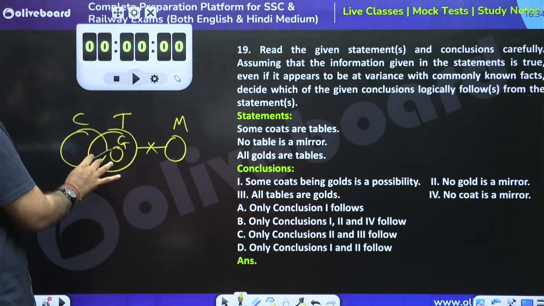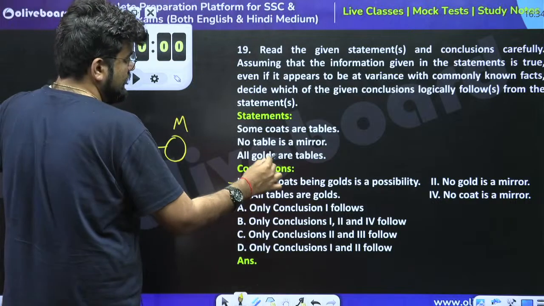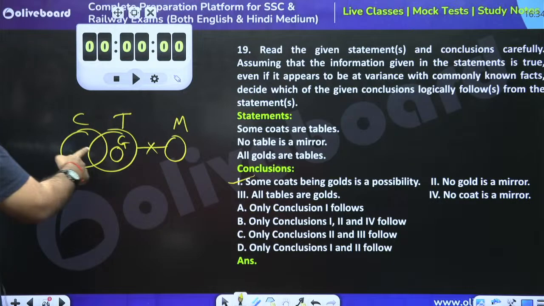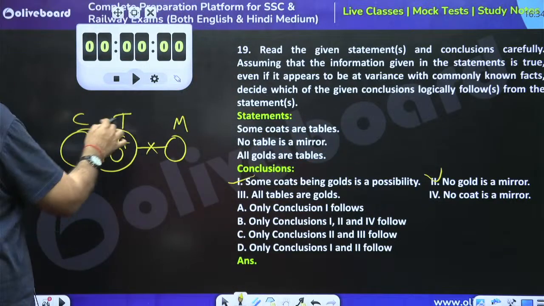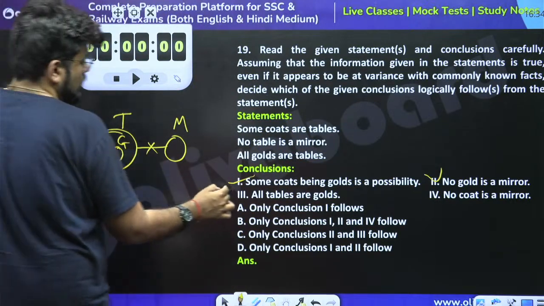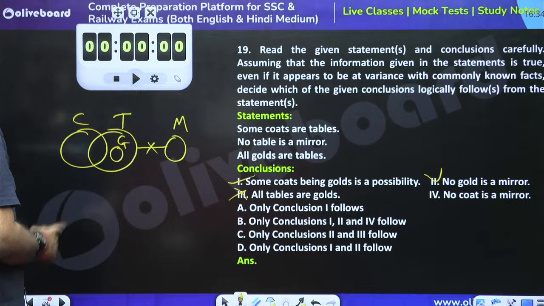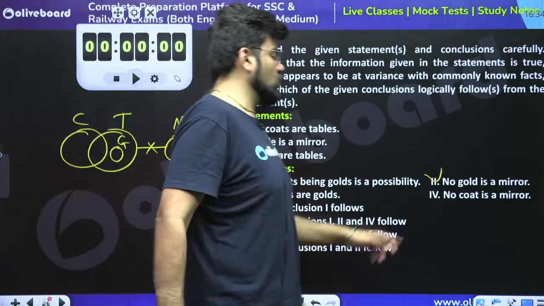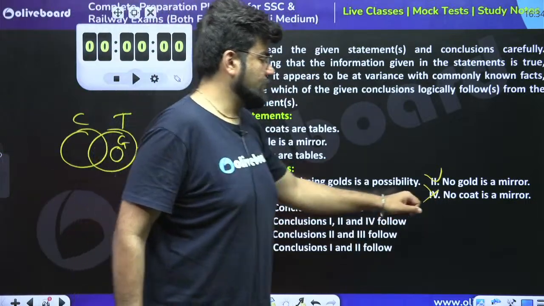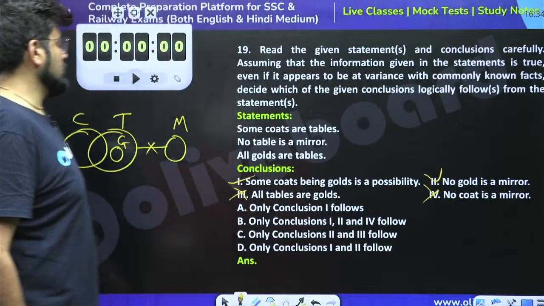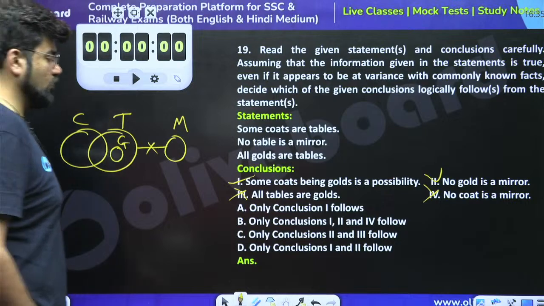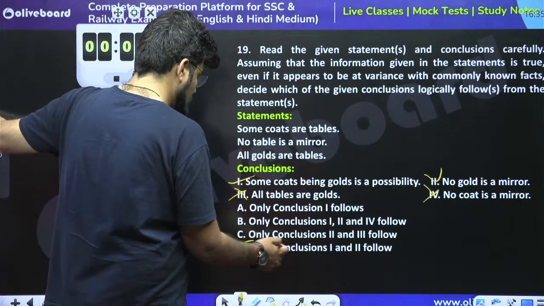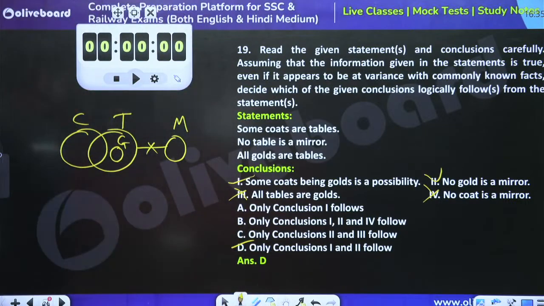Absolutely. Quotes and golds are not connected, so all possibilities between them will be valid. No gold is a mirror. Absolutely right. This is a definite case now. All tables are golds? No, not at all. No quote is a mirror? No. But can I say some quote is not a mirror? I can absolutely say some quote is not a mirror. But no quote is a mirror is incorrect. So only 1 and 2 follow. Option D is the right answer.